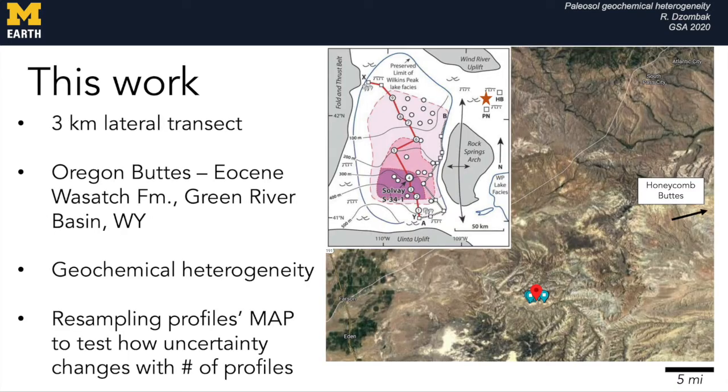And so in this work, we went over essentially to the next valley over and sampled a 3 kilometer transect through the same formation, the Eocene Wasatch Formation, and we sampled a laterally continuous, very well exposed paleosol. And in addition to looking at the geochemical heterogeneity of these paleosols, we actually did some statistical resampling of those profiles to try and constrain better what the uncertainty is in a paleoclimate proxy if you have 1 profile versus 3 profiles versus 10. And so that's pretty intuitive. If we take more samples, we should have a better understanding of how variable it is.